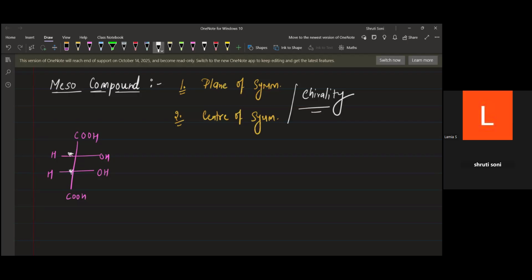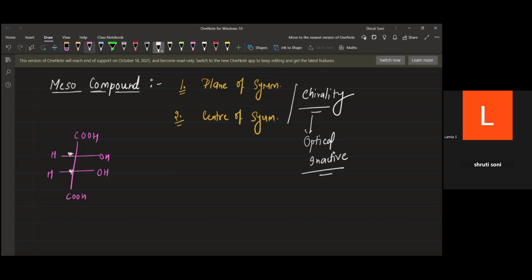Why? Because there's nothing that's changed at all, right? Yes, there is no change in optical activity. So whenever any chiral carbon is present in a compound, then the compound is optically active; if not, then it is optically inactive. Why is it optically inactive? Because there is a plane of symmetry and a center of symmetry in this organic compound.